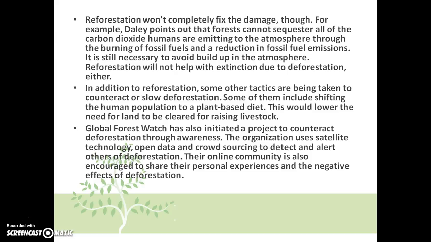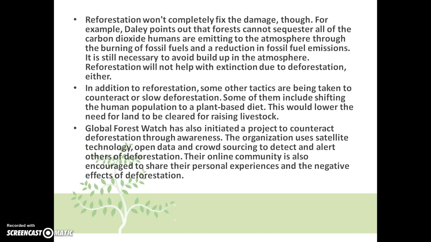Reforestation won't completely fix the damage. For example, Daly points out that forests cannot sequester all of the carbon dioxide humans are emitting to the atmosphere through the burning of fossil fuels, so a reduction in fossil fuel emissions is still necessary to avoid buildup in the atmosphere. Reforestation will not help with extinction due to deforestation either.